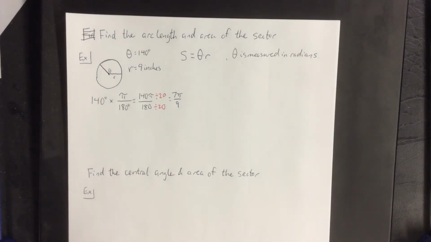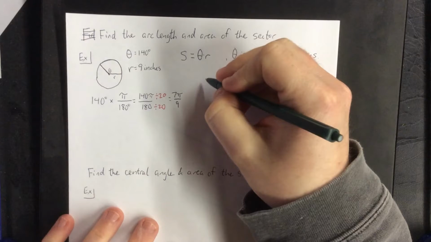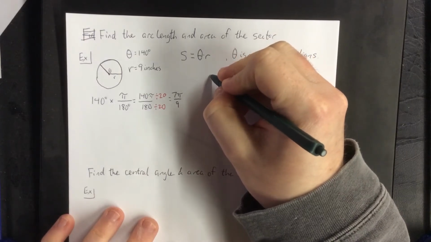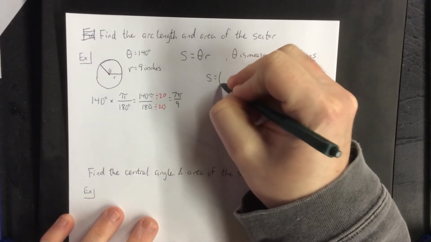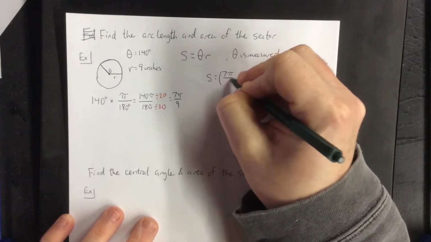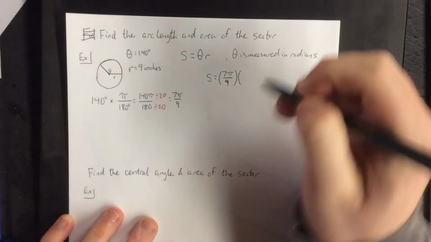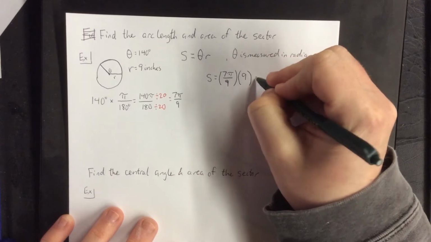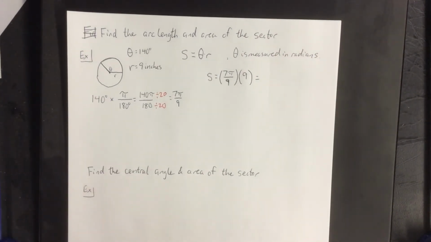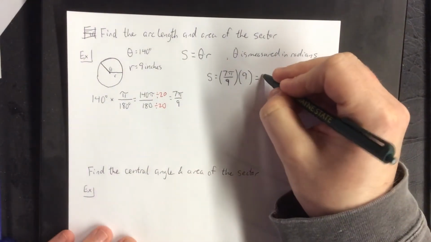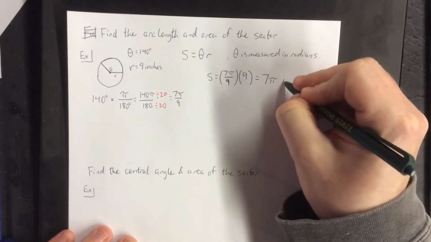So using that angle of 7 pi over 9 measured in radians, we can now calculate the arc length of this. So this will be S is equal to our theta that we just calculated in radians, 7 pi over 9, multiplied by the radius, which is 9 inches. Numbers work out pretty nicely here. The 9s will cancel each other out. We will be left with 7 pi inches.